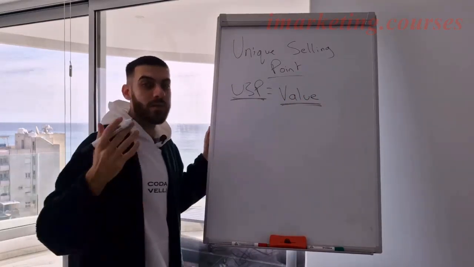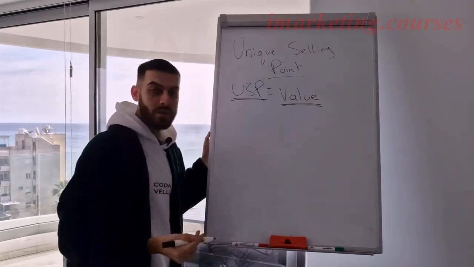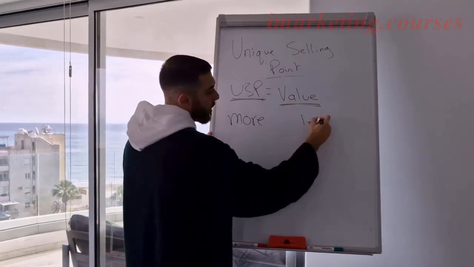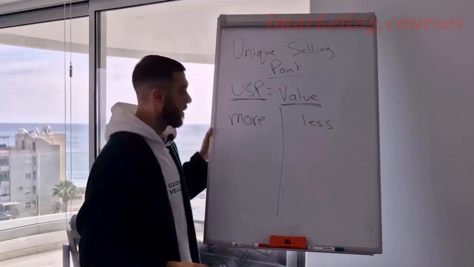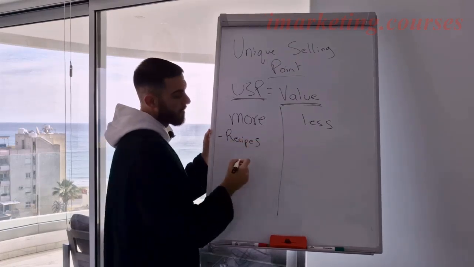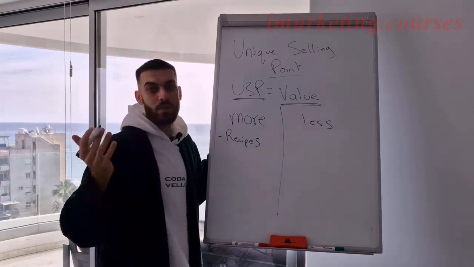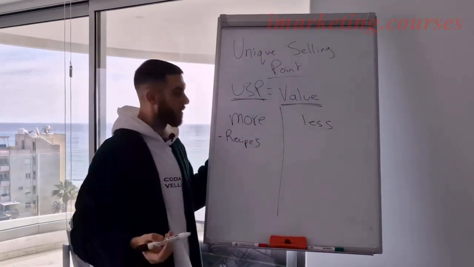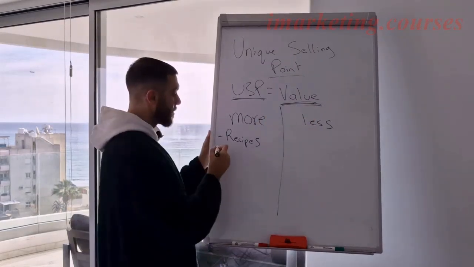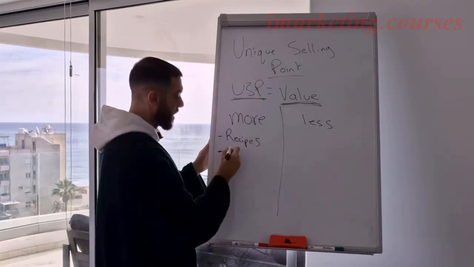And how do you find a value-based USP? Well, depending on the type of book you're making, you can have more of something or you can have less of something. What do I mean by this? Well, if you're making a cookbook, you're going to have more recipes than your competitors. If they have 50, 60, 70, 100, you're going to have 150, 200. So you have more value. You have more recipes, more value. If you're making a bunch of short stories for boys or whatever, you're going to have more stories.